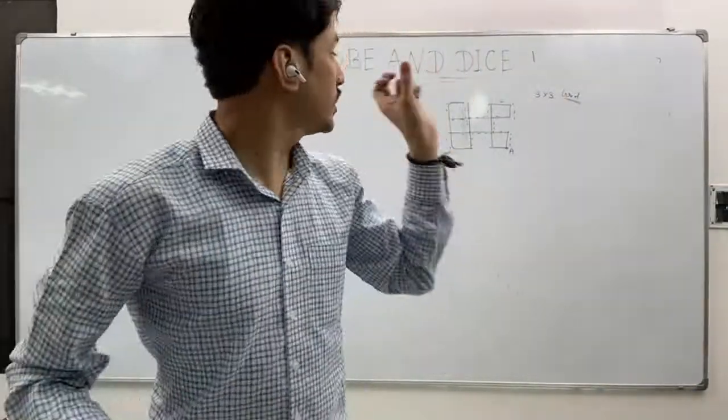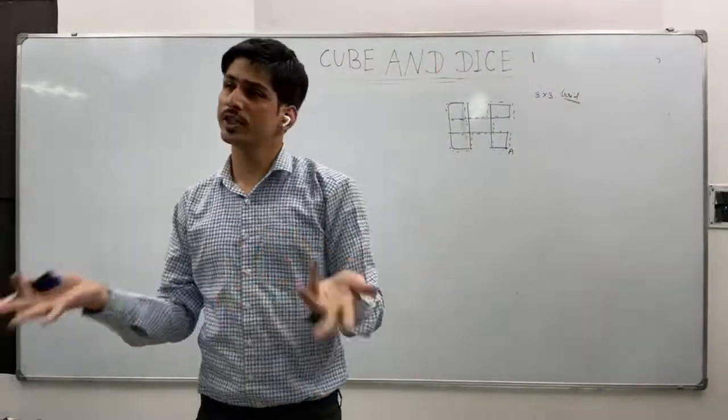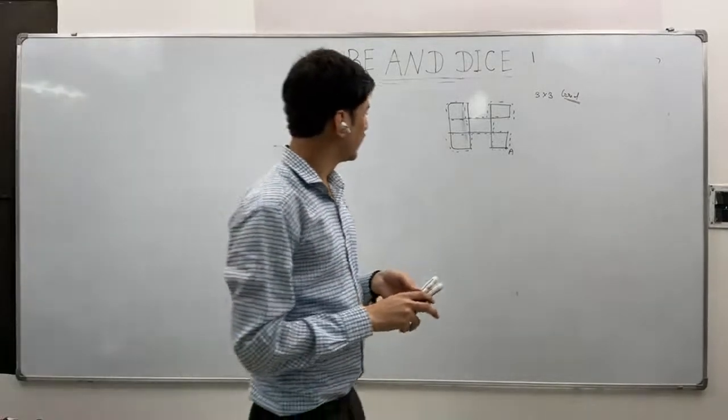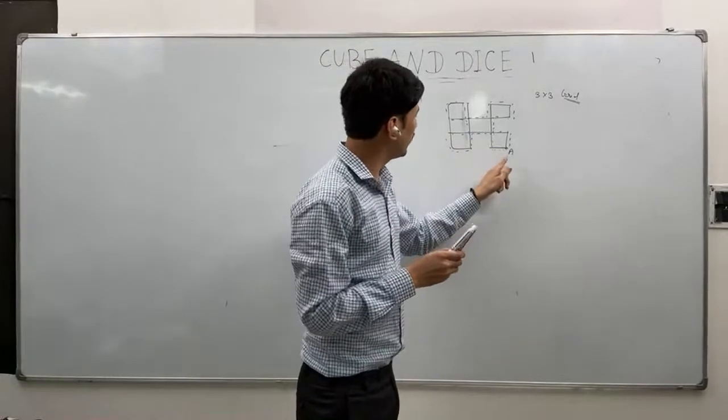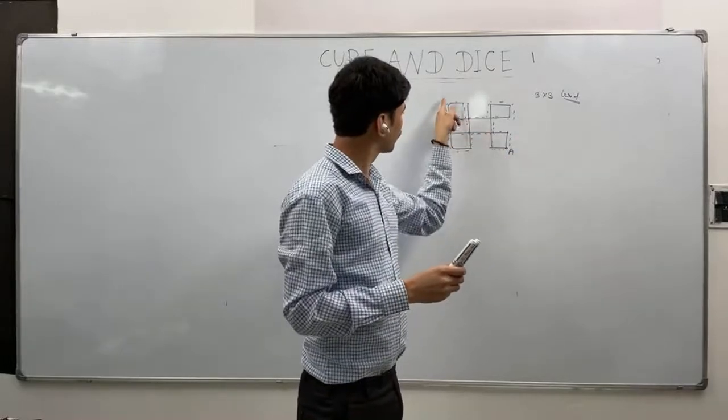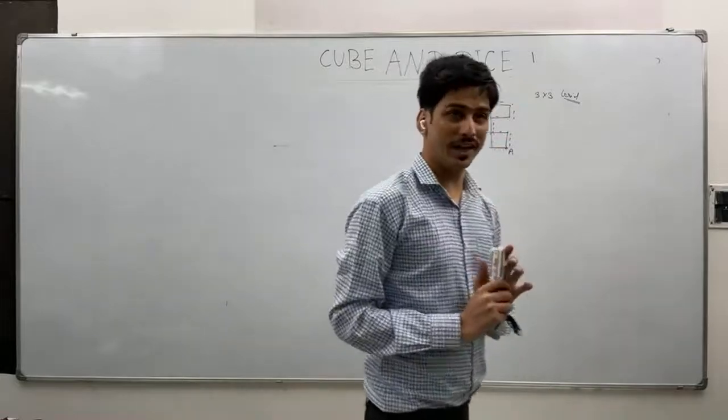Consider each length is 1 centimeter because it is a square. How much distance did I travel? 5 centimeters. That's all I'm asking. I started from A, came back again to B. How? Like this I went. Then again came back to A, right?